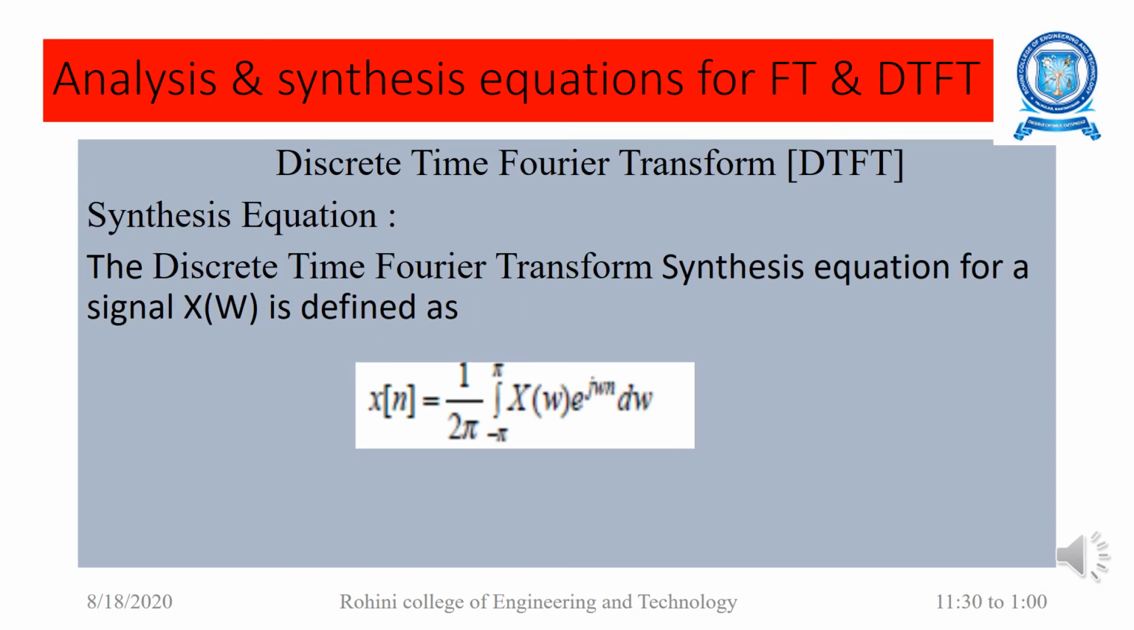Next we move on to the discrete time Fourier transform synthesis equation. The discrete time Fourier transform synthesis equation for signal X of omega is defined as follows. X of omega is the frequency domain, and now we can change this into the time value. Therefore x of n is equal to 1 by 2 pi times the integral from minus pi to pi of X of omega e power j omega n d omega.